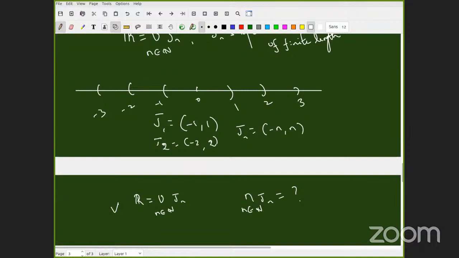Now go by the definition. When does an element belong to the intersection? If it is there in all the sets. X belongs to the intersection over n in N of Jn if for every n in N, X is in Jn. That's the definition. So can you find out from the picture what are all the elements which are present in all the sets? That's going to be my intersection.